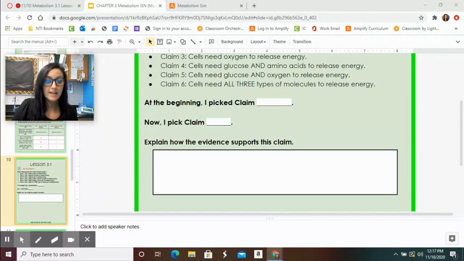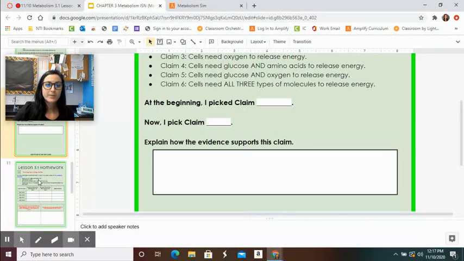So example being, I know that these cells need oxygen because without oxygen, the body cannot breathe. And so when we turned the breath off in our simulation, the person could not continue jogging. It lasted the least amount. And so you can say things like that.